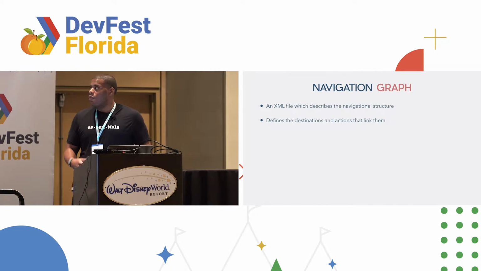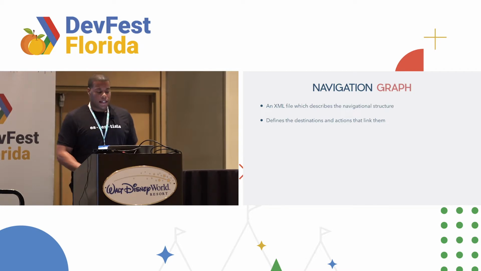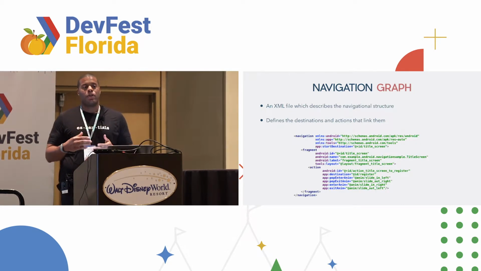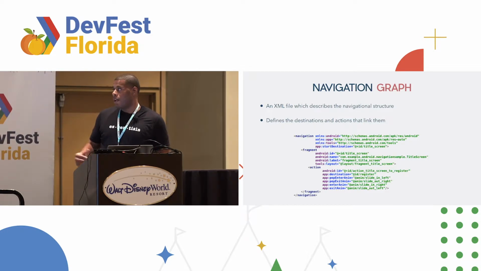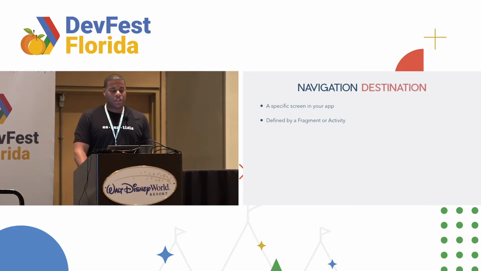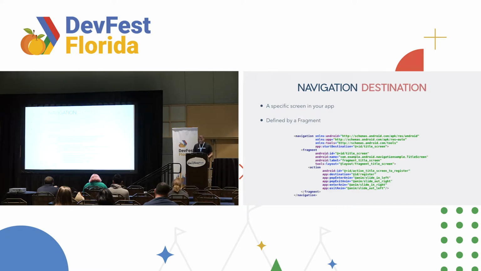Diving a little bit deeper, we have our navigation graph. Again, it's an XML file which describes your navigational structure. This is where it houses all of your information: your actions, destinations, animations, deep links, things like that. What we have right here is just a sample navigation file. You can see we have the navigation object as well as our destination, which is our fragment, and an action. Now we have our navigation destination. Your navigation destination is, again, just a screen in your app. It can be a fragment or an activity. And in our case, our destination is the fragment itself.